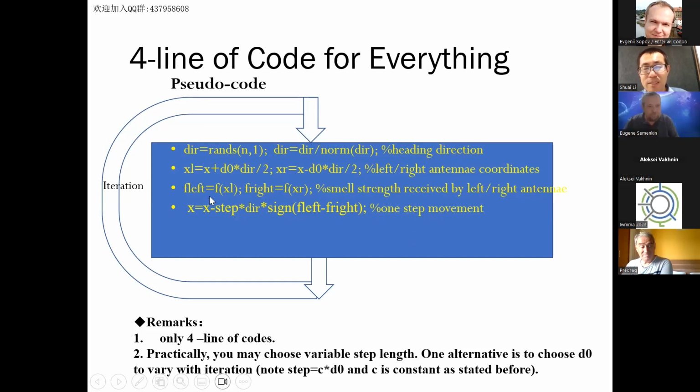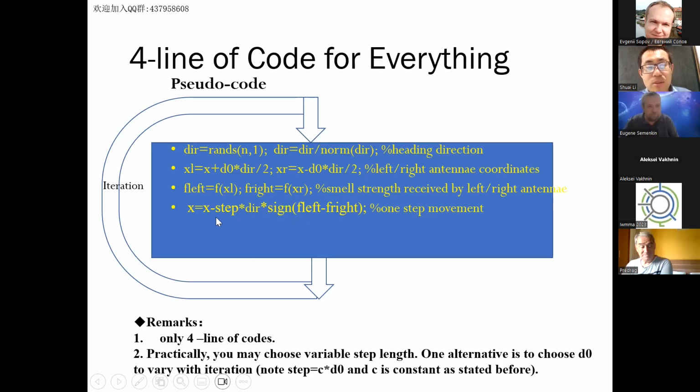So f left is equal to the function f. Function f is the function to be optimized. So we sample the value fxl, we sample the value fxr, and then we know the signal strength. Then we compare f left and f right. This is a sign function: if f left, the left antenna signal strength, is higher than the right antenna signal strength, then sign will be equal to 1. Otherwise, it will be -1.